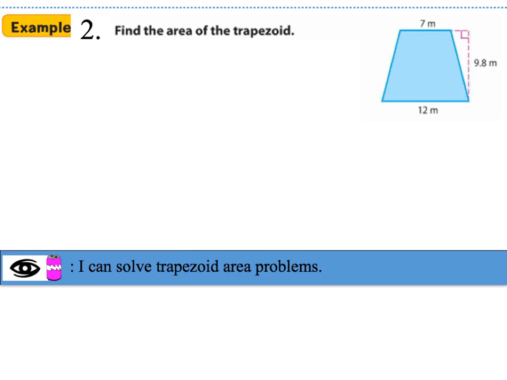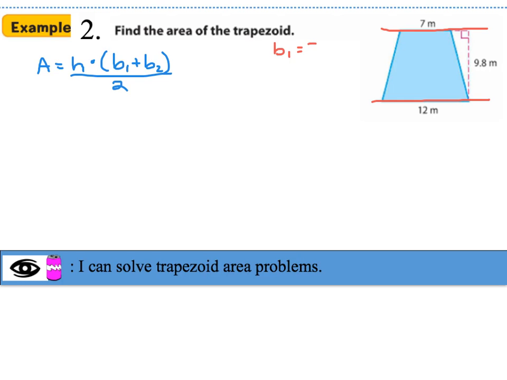For example 2, it says find the area of the trapezoid. Since I know that we have a trapezoid, let's use one of the trapezoid formulas for finding area. I'm going to use this other formula, which is area equals the height times base 1 plus base 2 divided by 2. Remember, this is the same exact formula as the other one, it's just written in a different way. Let's identify the items that we have. We have a base on the top, we have a base on the bottom. These are two parallel lines, they never touch.